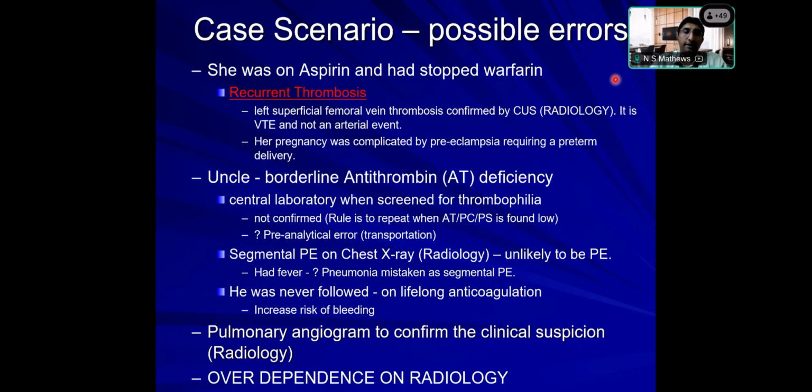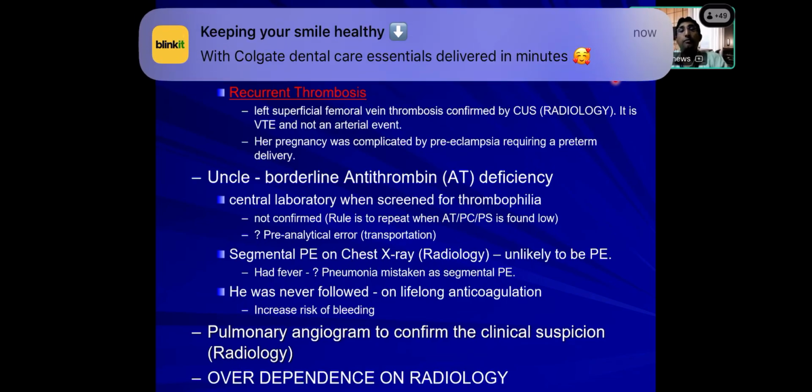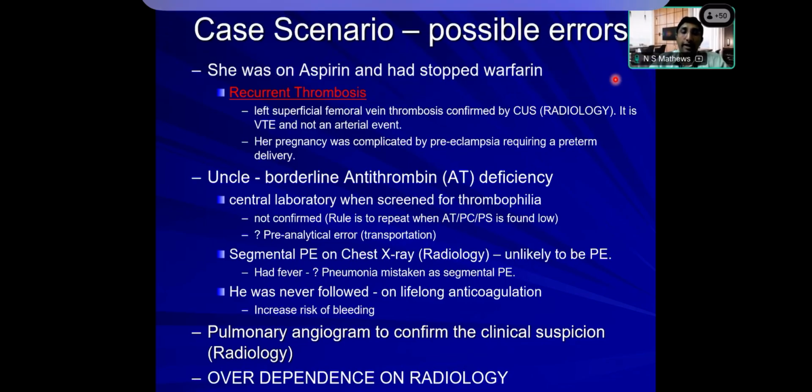which is also very important in diagnosing coagulation thrombotic disorders. Now this particular uncle was said to have had a segmental pulmonary embolism on chest X-ray. But the point is, it was taken at the time of his febrile illness. So there's also a possibility that he had a pneumonia, which was probably mistaken to be a pulmonary embolism. The other thing is, he was never followed. Based on that event, he was left on anticoagulation, which is lifelong. He was not followed up. That leads to an increased risk of bleeding. So there was a pulmonary angiogram to confirm the clinical suspicion and over-dependence on radiology.